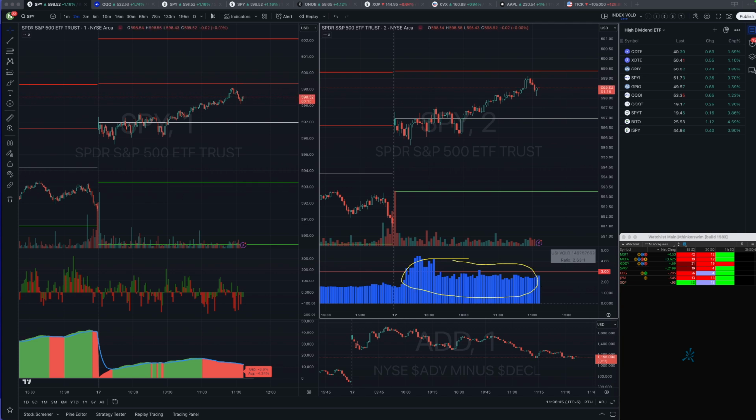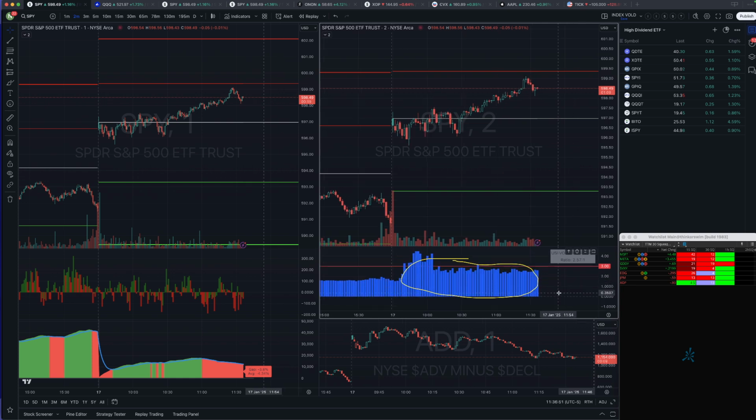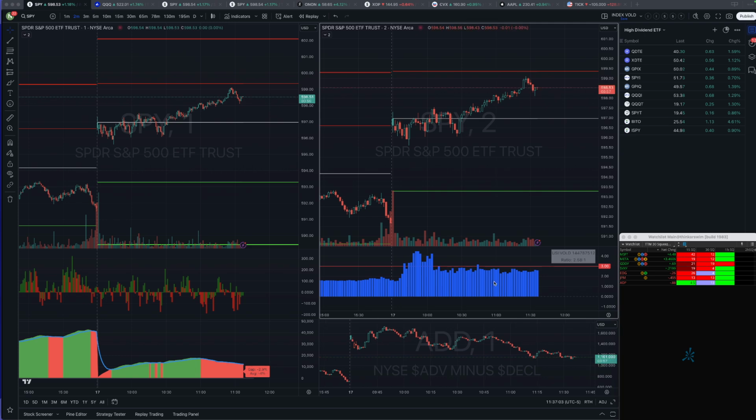And the VOLD is just a ratio of up stocks to down stocks, right? So it can be above zero or below zero. And it's real time. I mean, it shows you each 2 minute candle. It shows you what that ratio is.